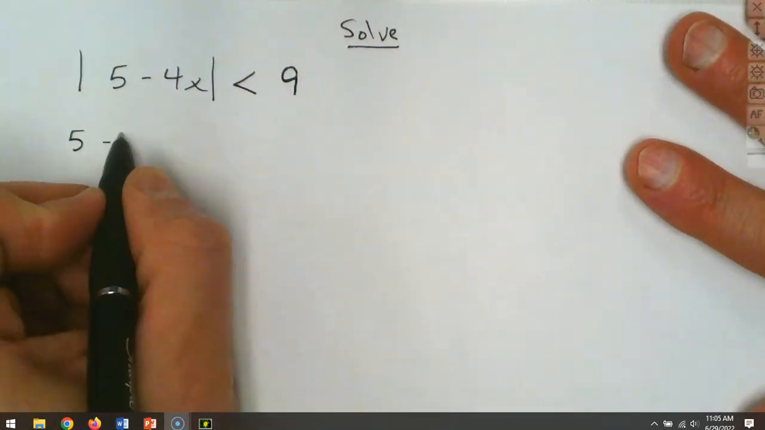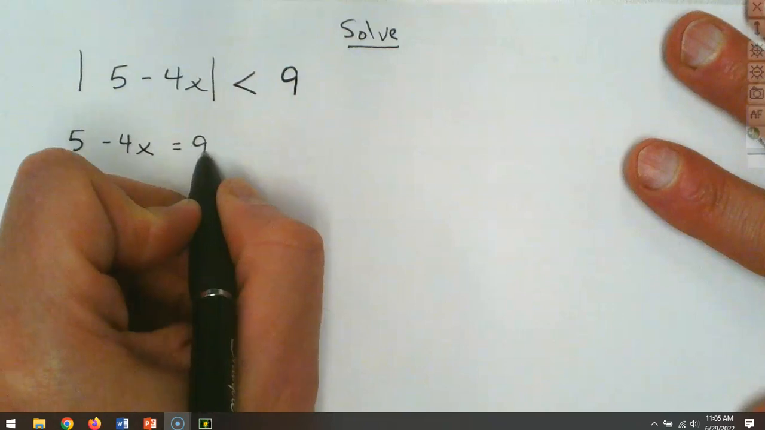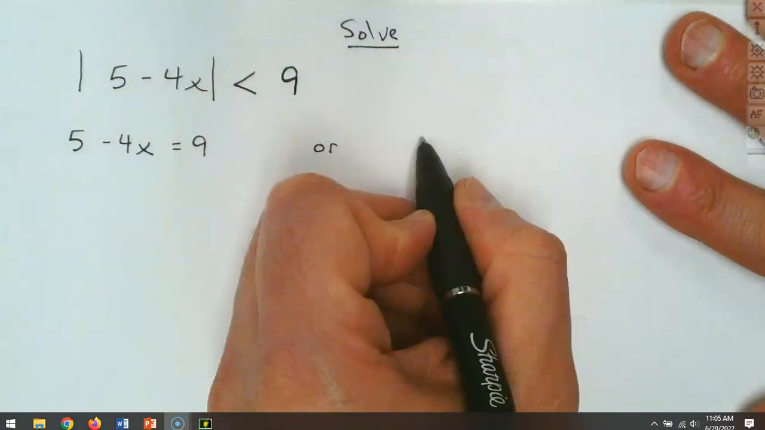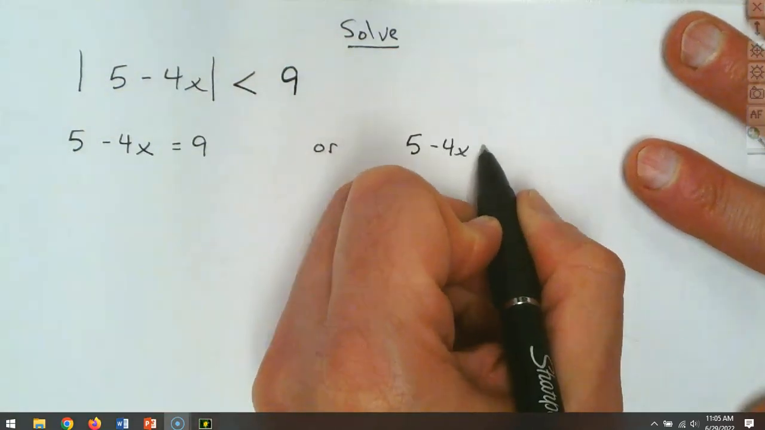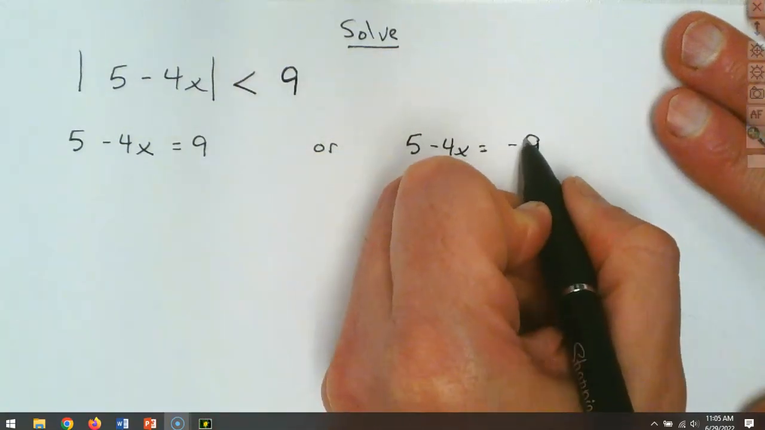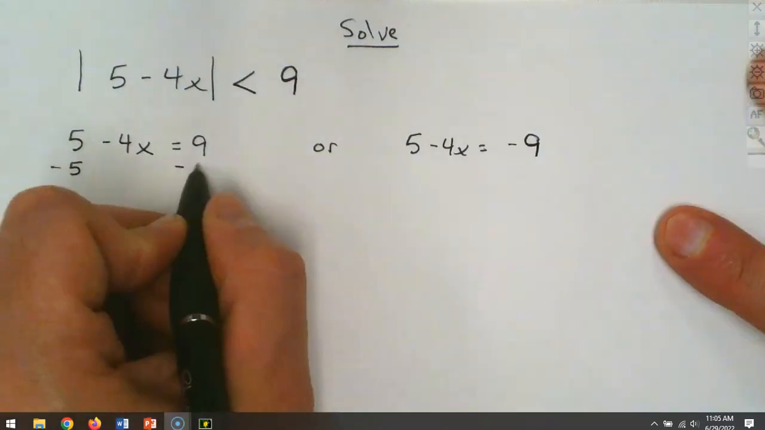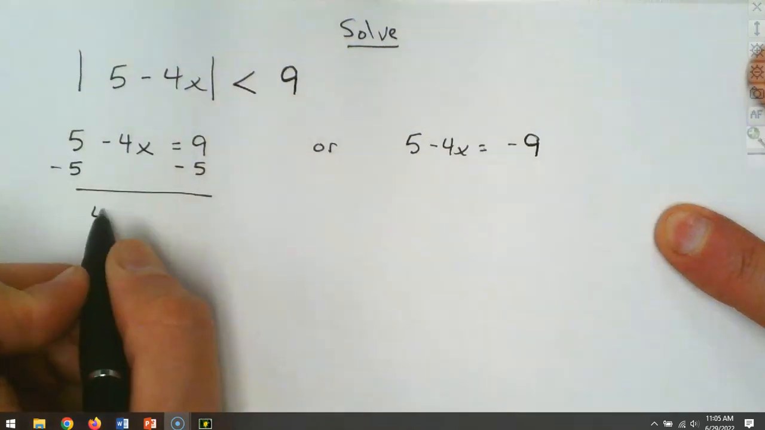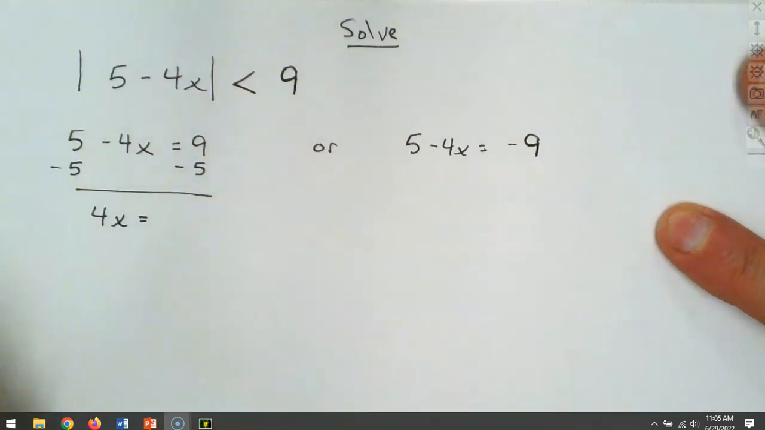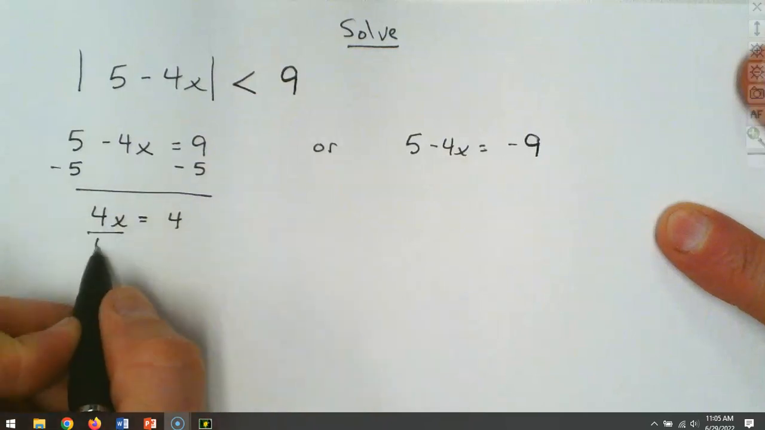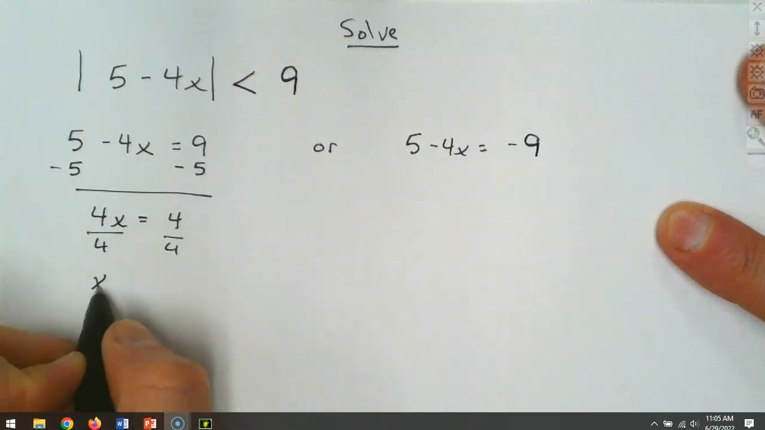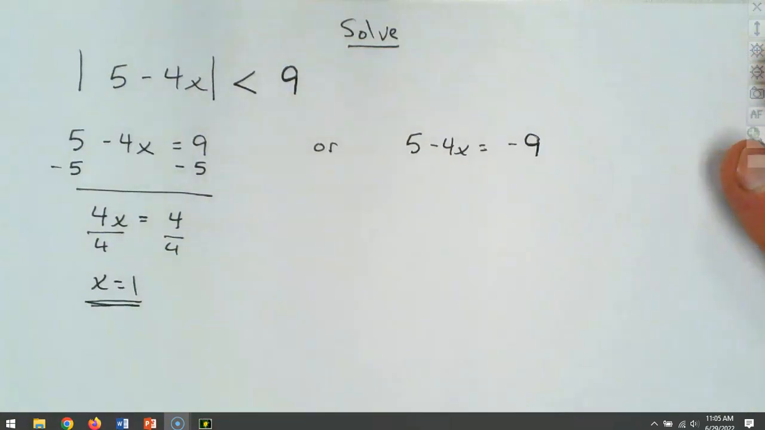And so that's 5 minus 4x equals 9, or 5 minus 4x equals a negative 9. And now we simply go through the process of solving this. So we move the 5 over. And that leaves you with 4x equals now positive 4. We divide by our 4, and that gives you x equals 1. Easy enough.